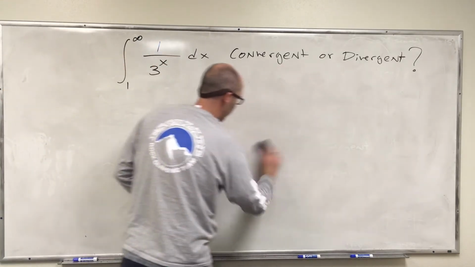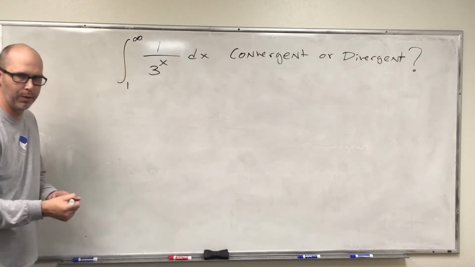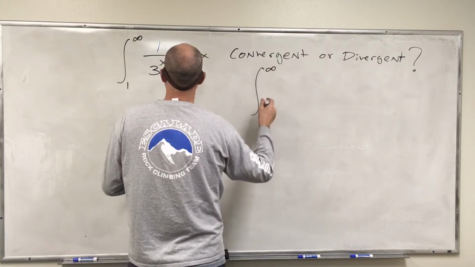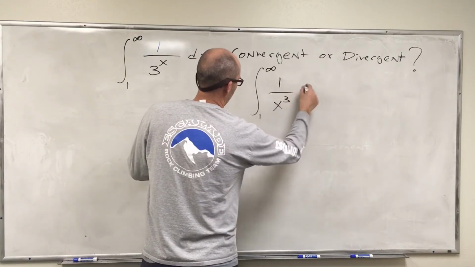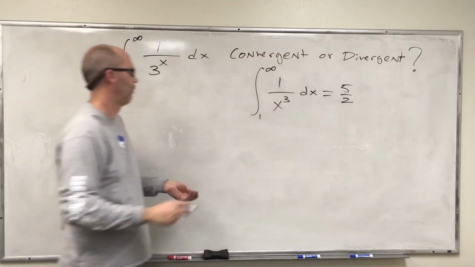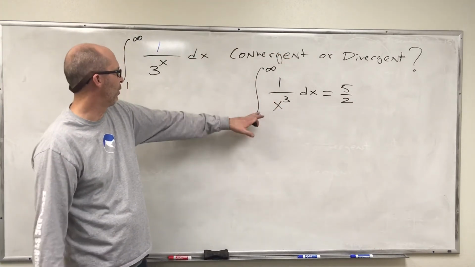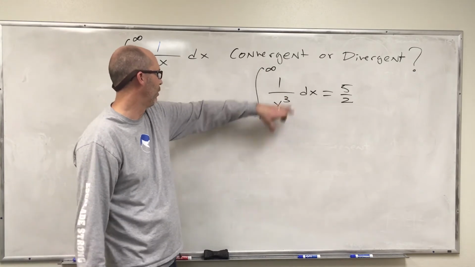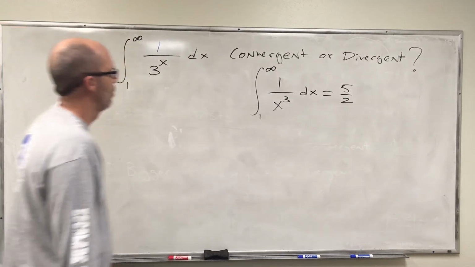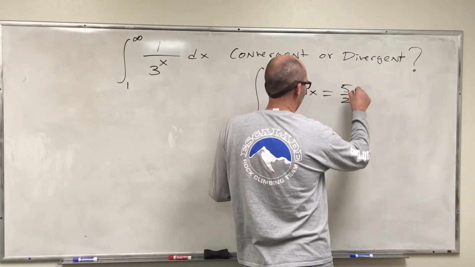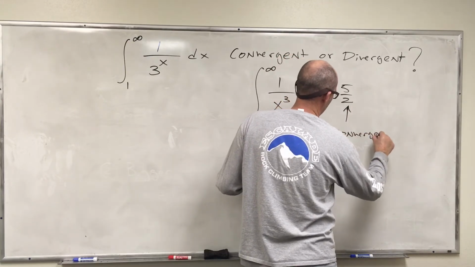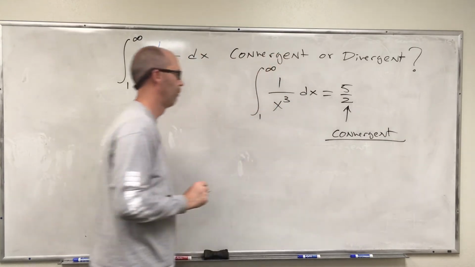Now you may remember in a previous video, we determined that the improper or infinite integral from 1 to infinity of 1 over x cubed dx is 1/2. So that means that this is a number, right? This is a finite number. So this says convergent. Convergent.